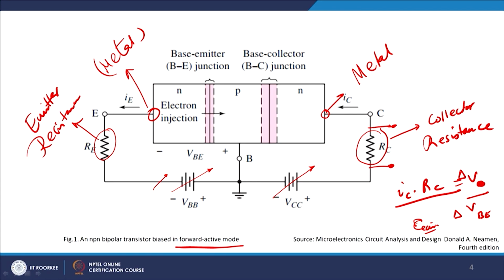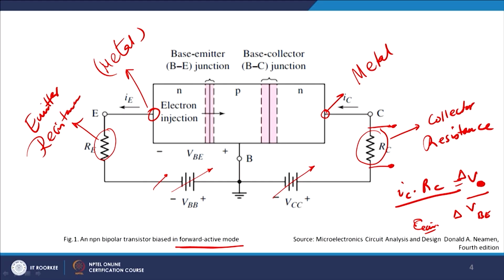As long as you are able to sustain a large current across the collector end, that multiplied by the collector resistance will give you a large voltage drop. This voltage drop will therefore change depending on the value of VBE. So, VBE is therefore your input voltage, and therefore output voltage by input voltage will give you the gain.